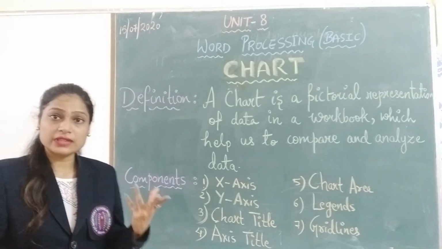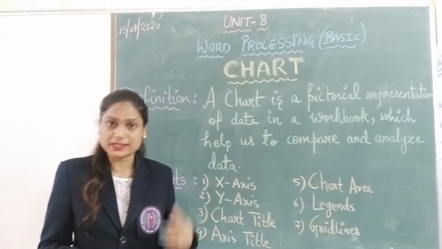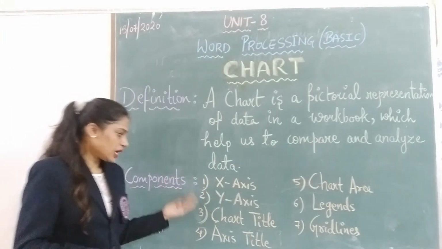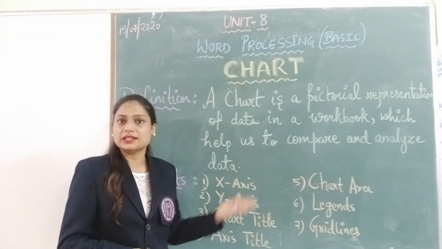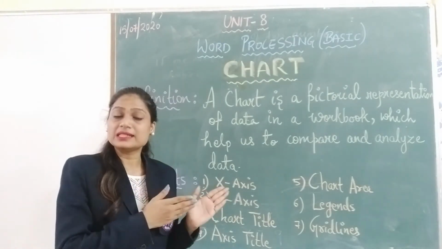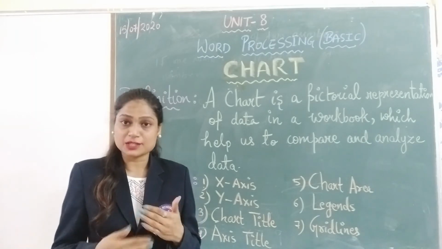Next, before that, let us understand that a chart is basically made up of different components. Some of the components are written here like x-axis, y-axis, chart title, axis title, chart area, legends and grid lines. These are the different components. A chart is basically made up of these components. Now I'll make this clear by showing an example on my screen so you'll be able to understand the things better.